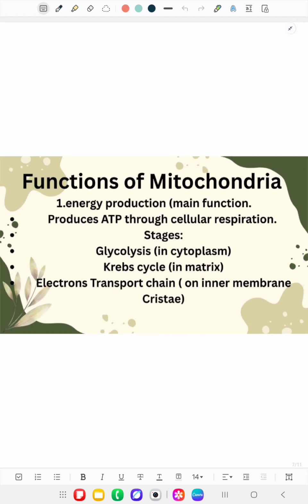Functions of mitochondria. First, energy production, that is the main function. Produces ATP through cellular respiration stages: glycolysis in the cytoplasm, Krebs cycle in the matrix, electron transport chain on the inner membrane cristae.